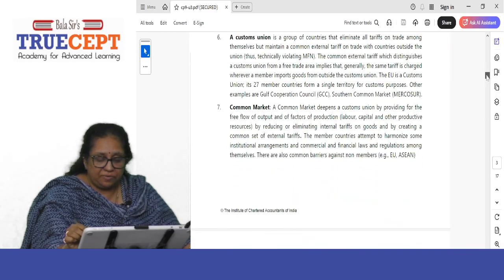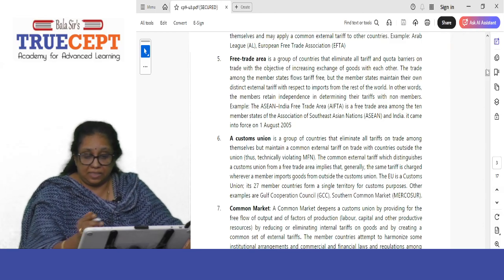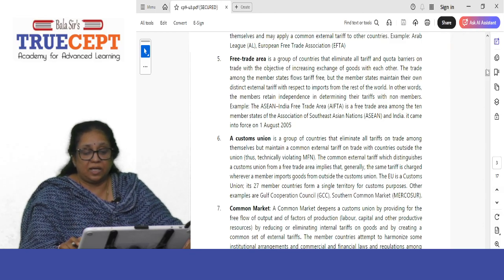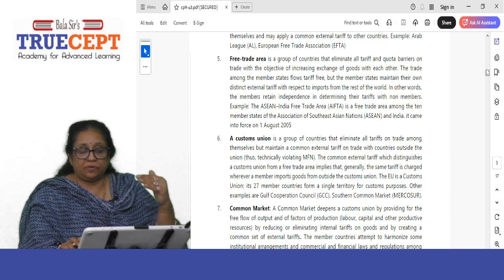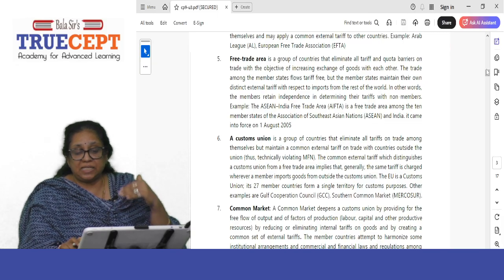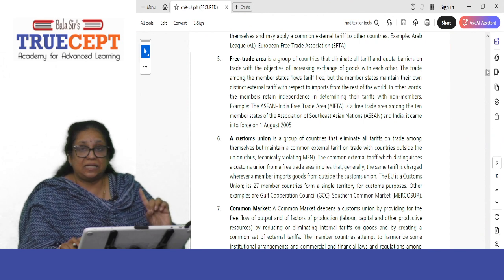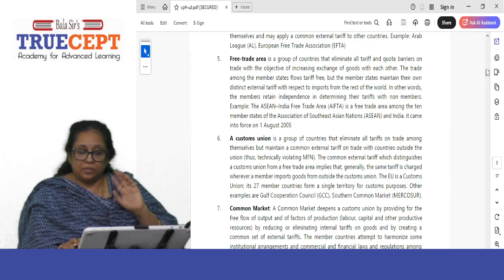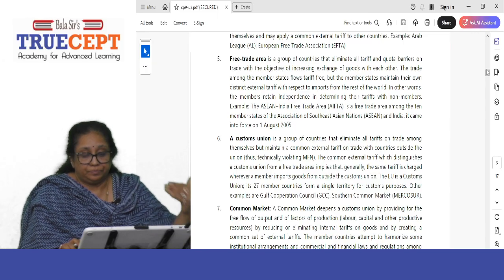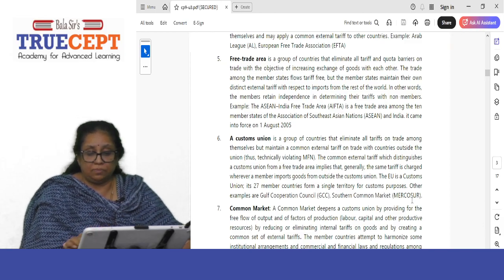Then what is a free trade area? What is a customs union? A free trade area, for example the ASEAN-India free trade area, is a group of countries that eliminate all tariff and quota barriers on trade with each other, with the objective of increasing exchange of goods. The trade among the member states flows tariff free, but the member states maintain their own distinct external tariff when dealing with other countries, with respect to imports from the rest of the world. So they have the freedom to do that. What is a customs union? Take the Southern Common Market, Mercosur.